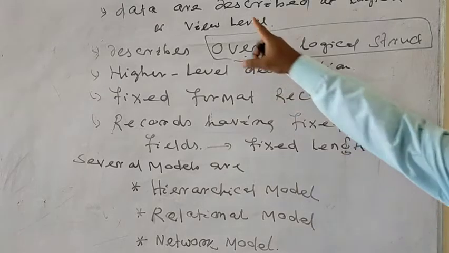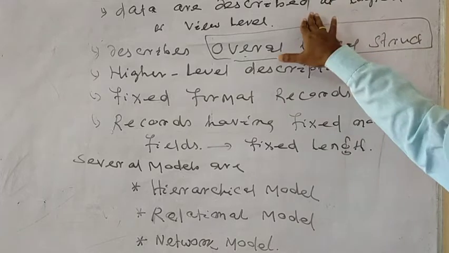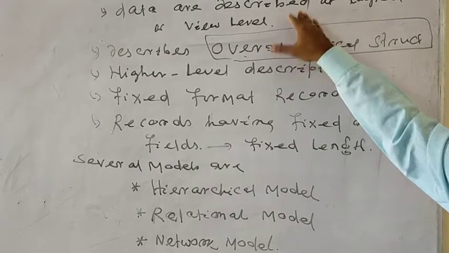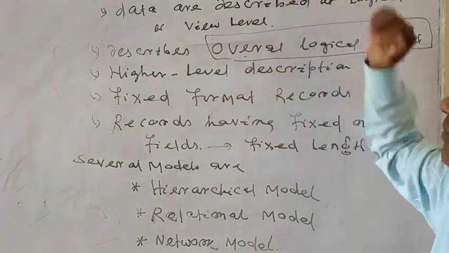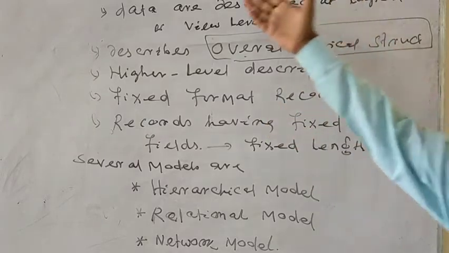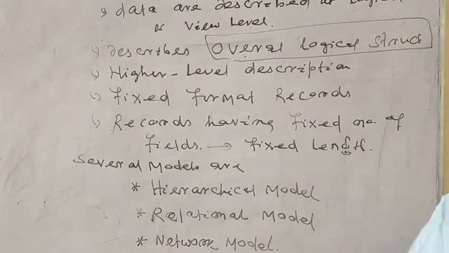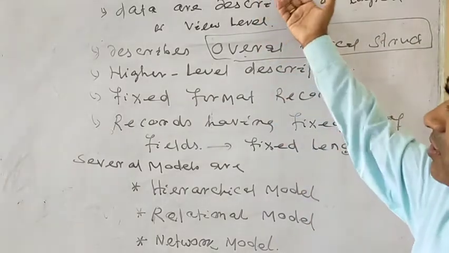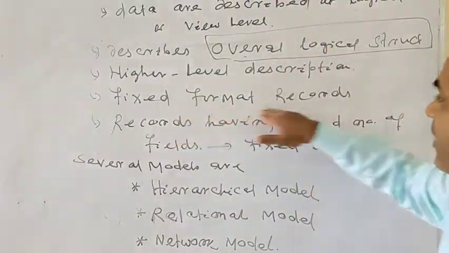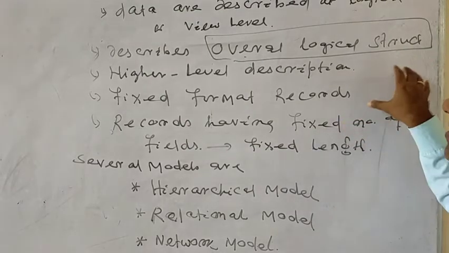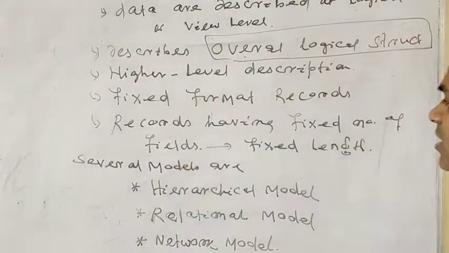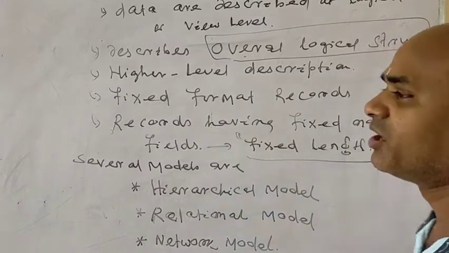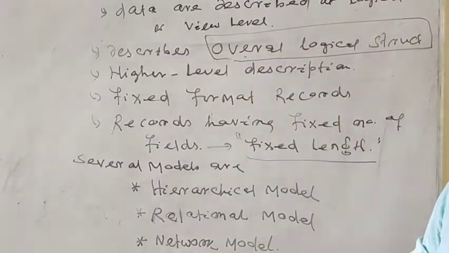Okay, so this is the record-based logical model. Again I am repeating: this is a logical view, where data are described at the logical view or view level. In both, you may use either an object-based logical model or a record-based logical model. For the object-based logical model, we use the ER model or object-oriented model, and we have given examples. But the record-based logical model has a fixed format for records of the database file. All files have a fixed format for records, and records have a fixed number of fields. These fields have fixed length. This is the difference between the object-based and record-based models.